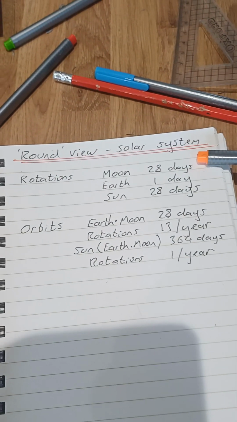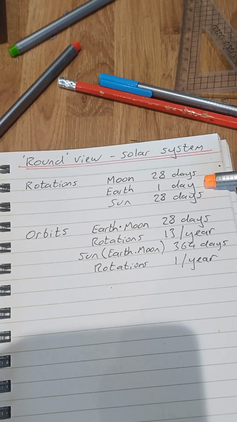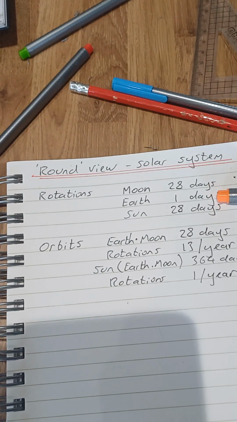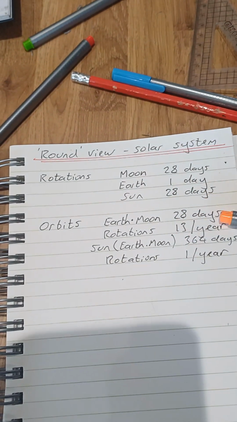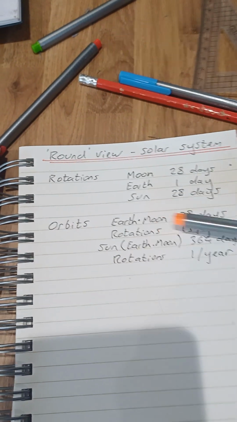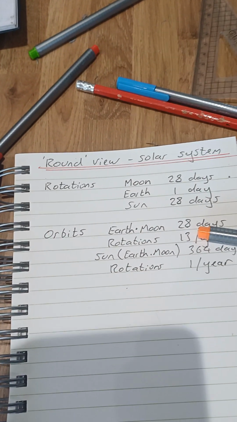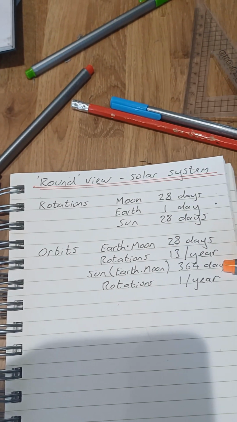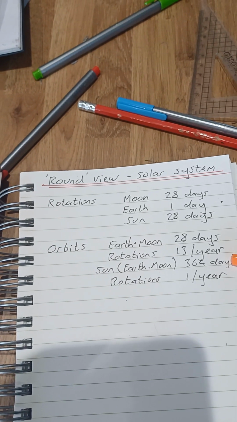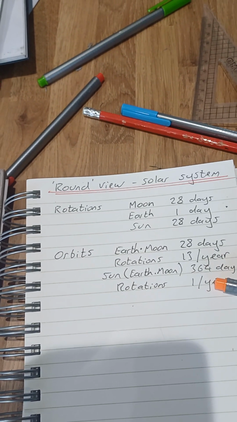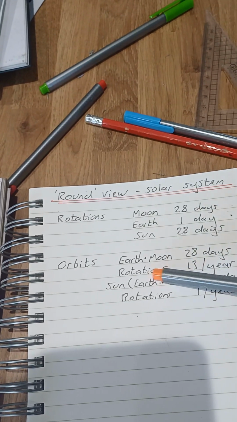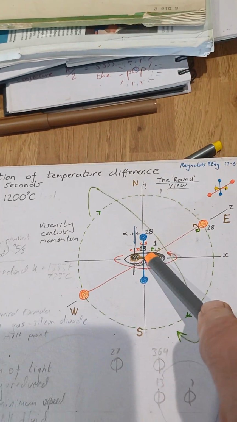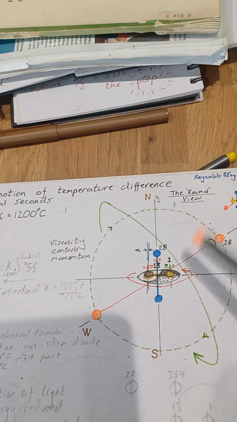Moon goes around once every 28 days. Earth goes around once every day. Sun goes around once every 28 days. The two are balanced. Orbits, Earth goes around the moon 28 days. Rotations, it goes around 13 times a year. 13 months of 28 days. The sun, earth, moon, 364 days. And there's one of those per year. So that the length of time for one sun rotation around the center of reality is 364 days equals 1 year.